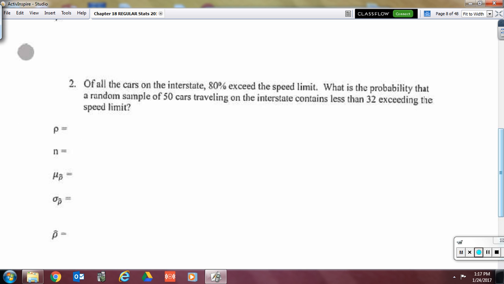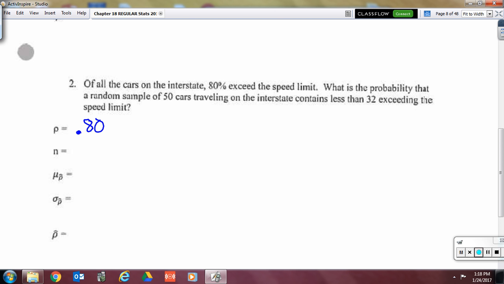All right. So of all the cars on the interstate, 80% exceed the speed limit. Okay, so that's the claim, that 80% exceed the speed limit. What's the probability that a random sample of 50 cars traveling on the interstate contains less than 32 exceeding the speed limit? Okay, so let's start going through there. What does this 80% exceeding the speed limit mean? That's the population. That's what they are claiming for all of the cars. So that will be my p right here: 80% of the population of cars on the interstate are speeding.